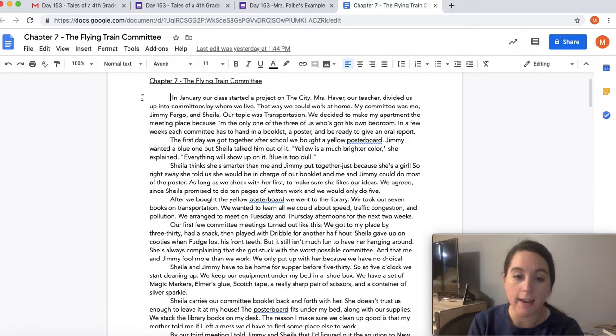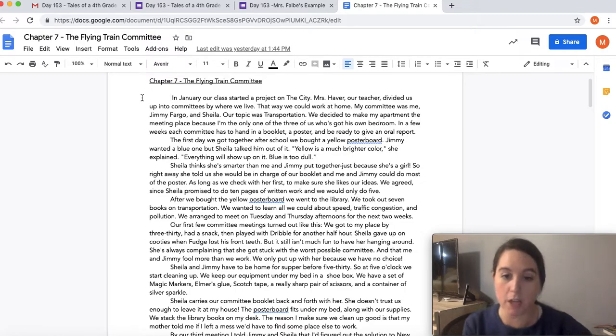Sheila and Jimmy have to be home for supper at 5:30. So at 5 o'clock, we start cleaning up. We keep our equipment under my bed in a shoebox. We have a set of magic markers, Elmer's glue, Scotch tape, a really sharp pair of scissors, and a container of silver sparkle. Sheila carries our committee's booklet back and forth with her. She doesn't trust us enough to leave it at my house. The poster board fits under my bed, along with our supplies. We stack the library books on my desk.